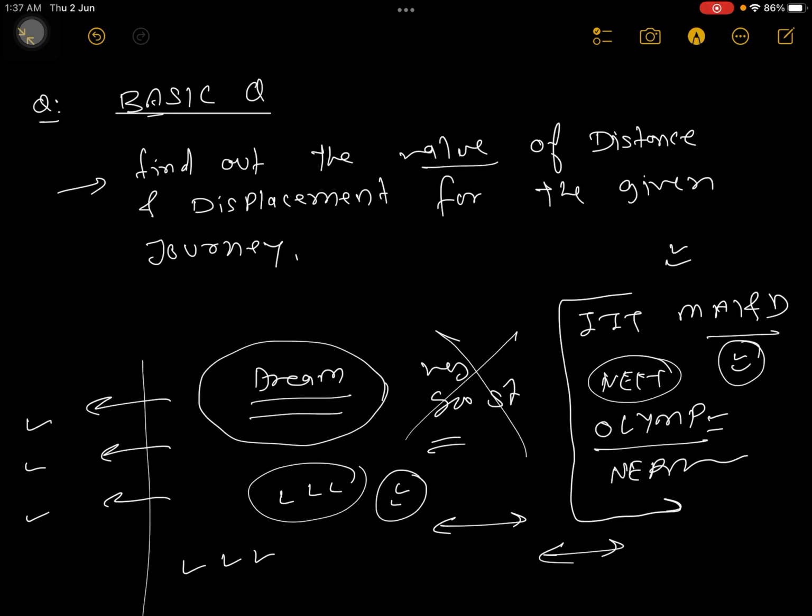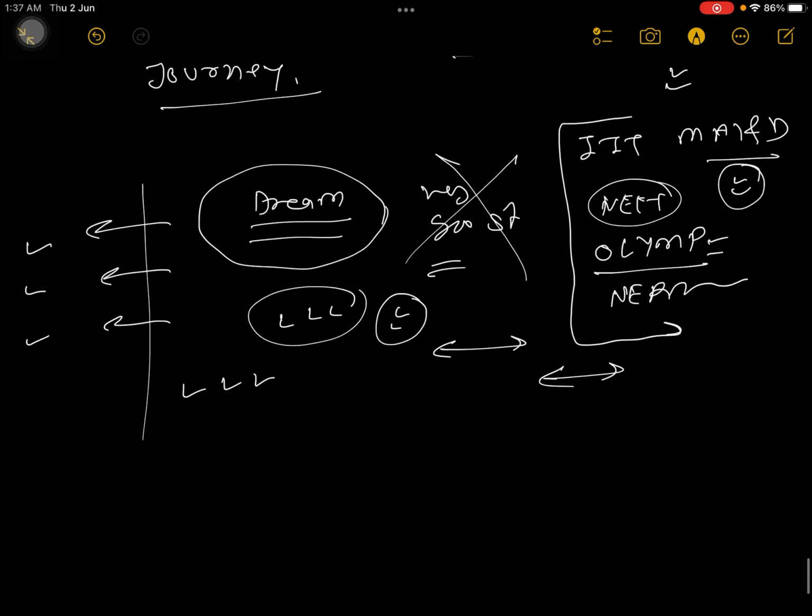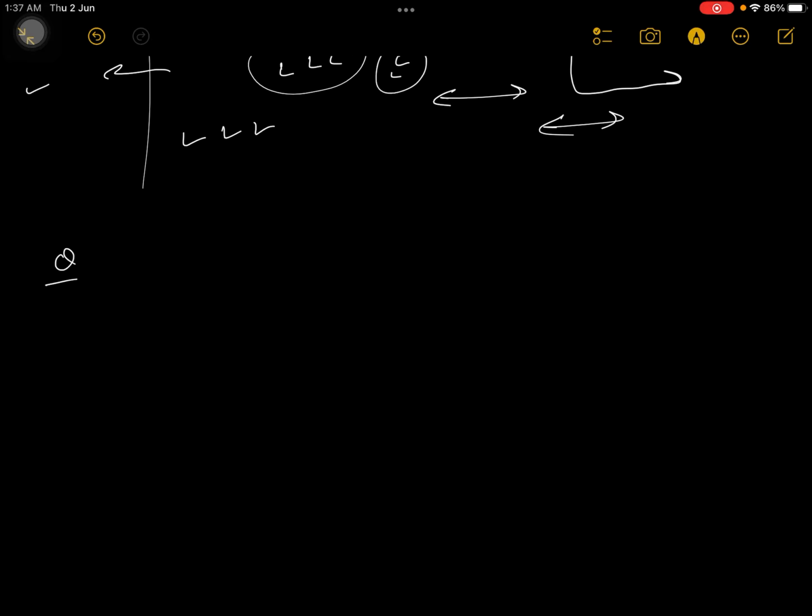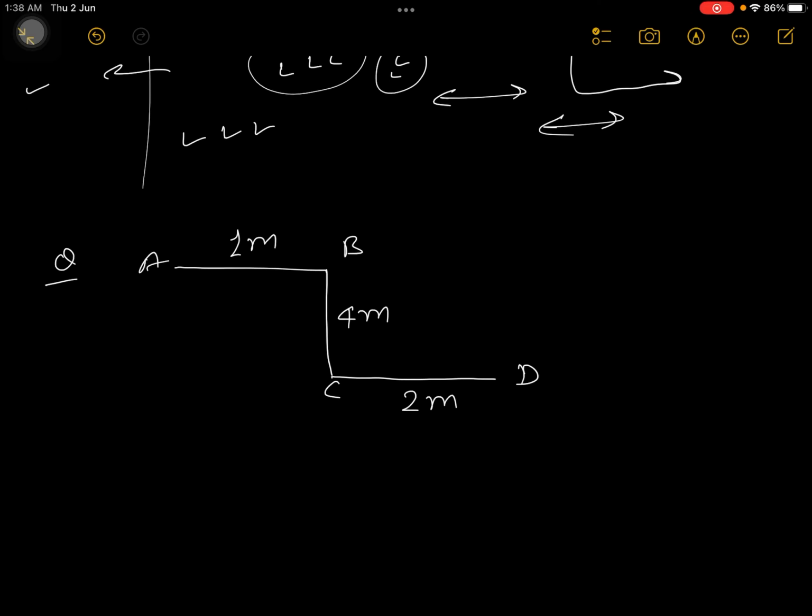Find the value of distance and displacement for the given journey. I'm taking a question here. Suppose you are traveling like this, and like this, and like this. We'll start with very basic logic. Suppose this is 1 meter, this is 4 meter, and this is 2 meter. Suppose this is point A, this is point B, this is point C, and this is point D. For the complete journey, we need to find what is our distance and what is our displacement.